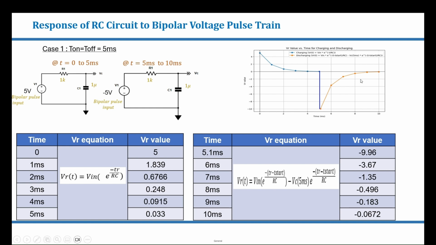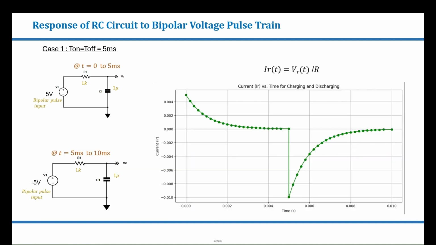And on plotting this, like we observed, it starts from plus 5 volts and decreases exponentially to 0. And during the time when the input voltage is minus 5 volts, it starts from negative 5 and reaches 0 volts. Now the current flowing through the circuit is equal to VR by R as discussed previously.